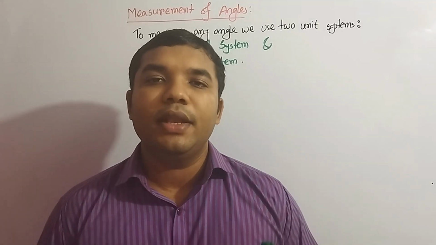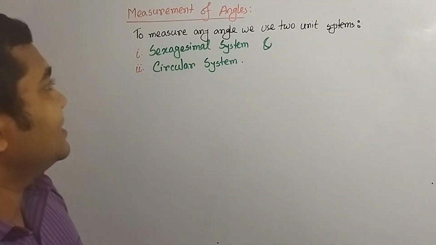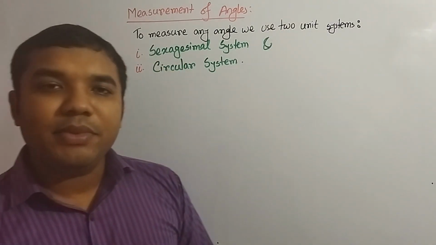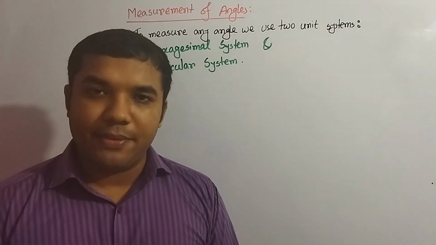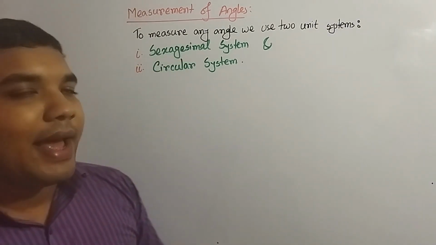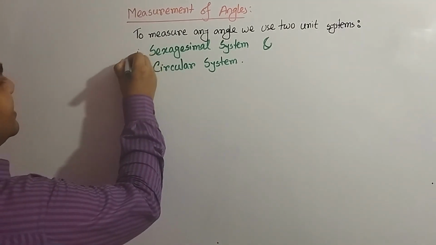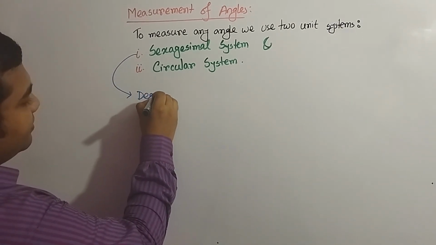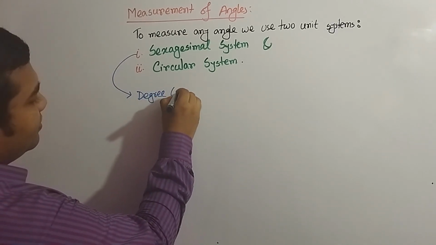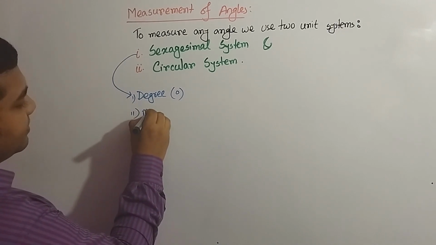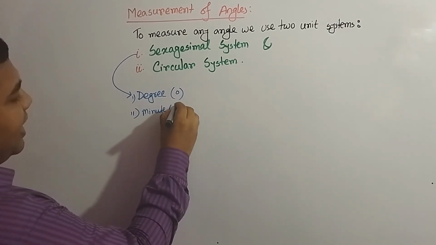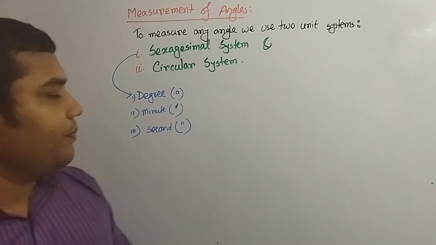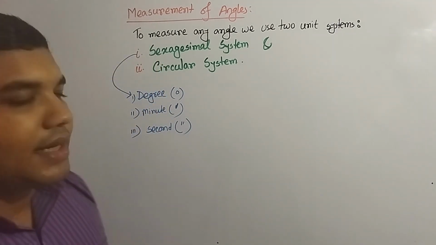So dear students, now we will discuss the measurement of angles. To measure an angle, we will use two unit systems. One is the sexagesimal system and another is the circular system. What are these two systems actually about? In the sexagesimal system, they talk about three things. One is degree, second is minute, and third is second. So degree, minute and second.